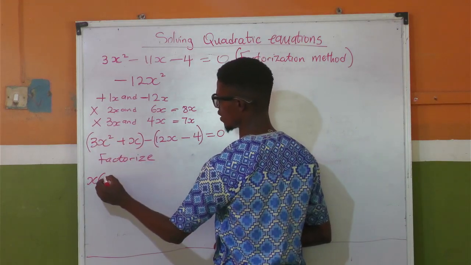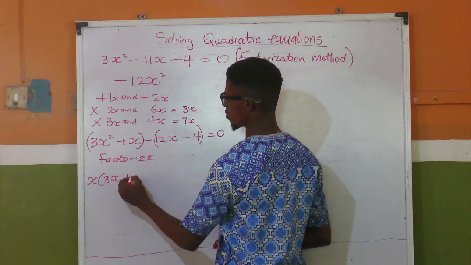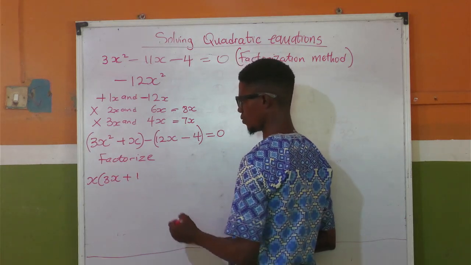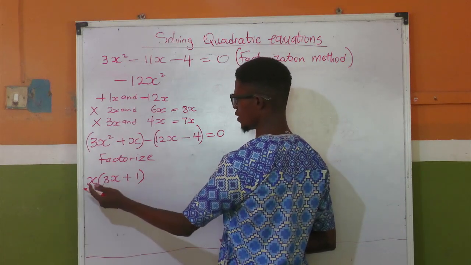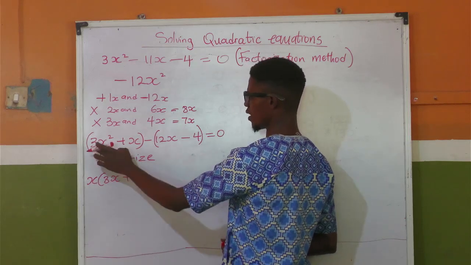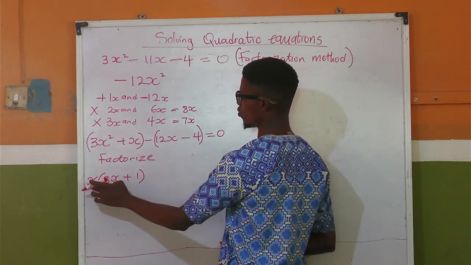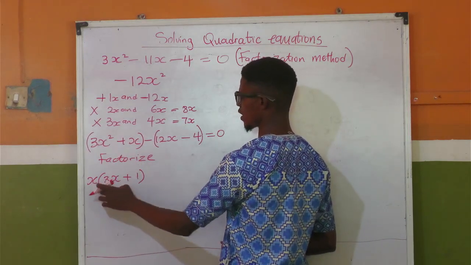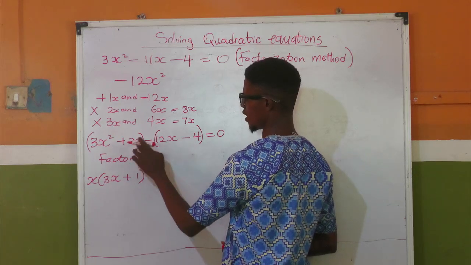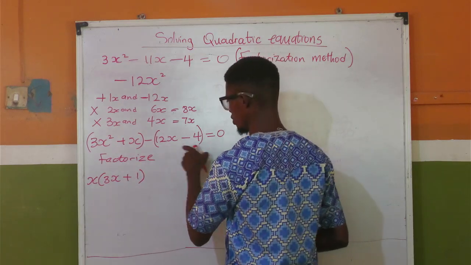So in this case, it will become 3x plus 1. It simply means that when I multiply this expression, I should get everything that is inside here. So x times 3x, we have 3x squared; x times 1, you get x. Are you getting me now? So do the same thing for this other side too.